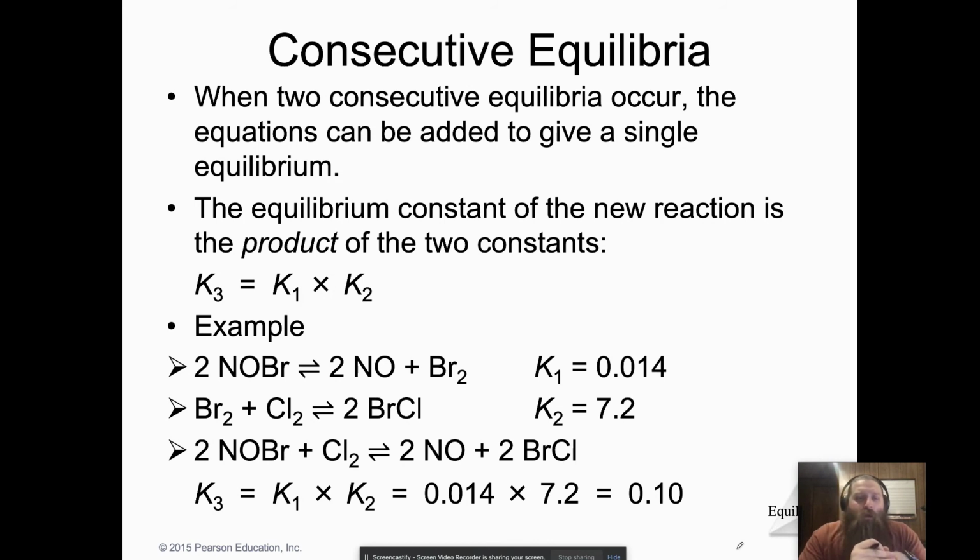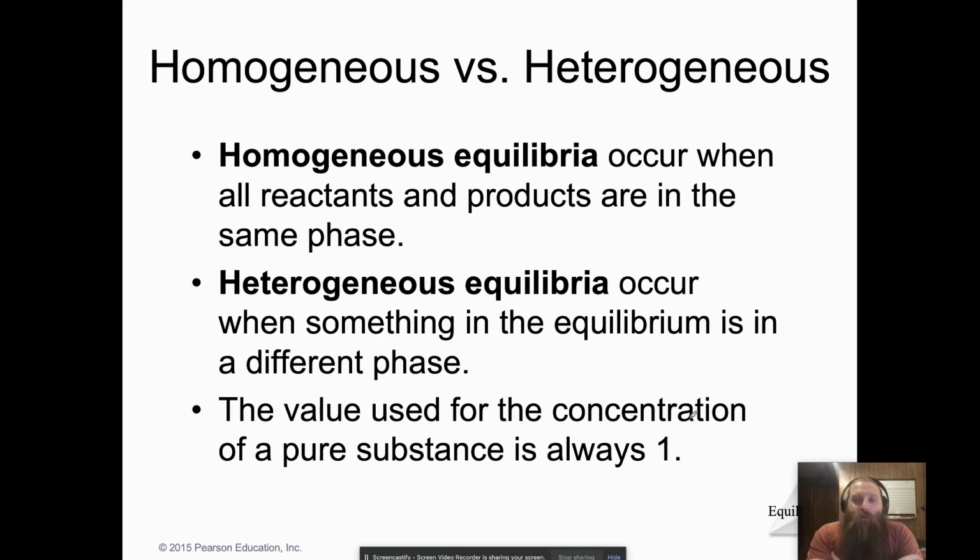Now, if you have two equilibrium constants for unrelated equations, and then you put those equations together, so I have equation A, equation B, and then I've put them together to make equation AB of some other reaction, the new equilibrium constant is the product of the starting constants. So I take K1, multiply by K2, and that's going to give me K3, my overall equilibrium constant for this new reaction.